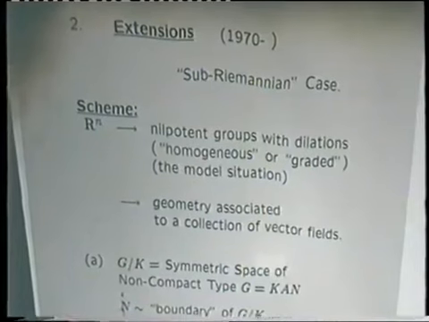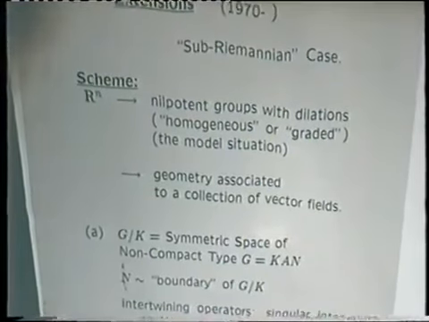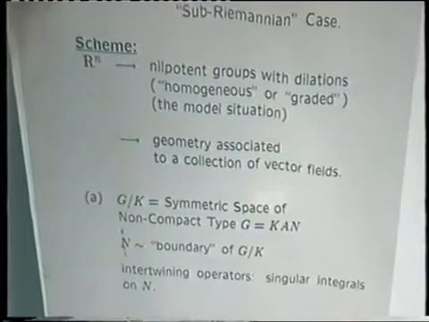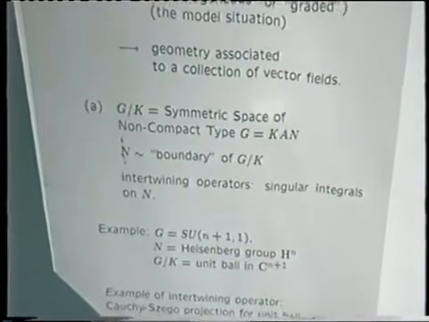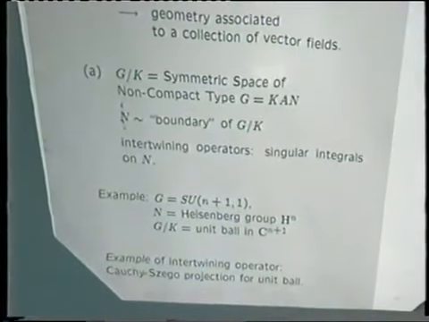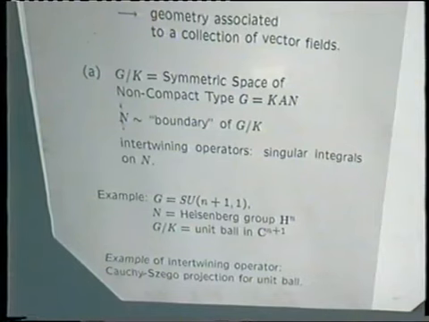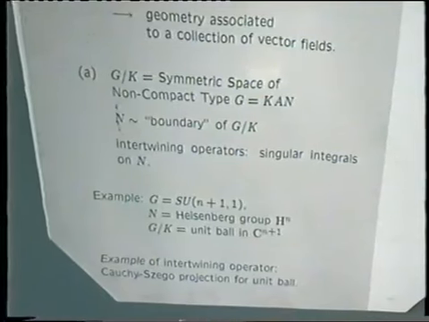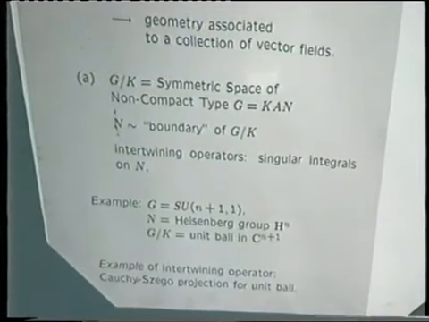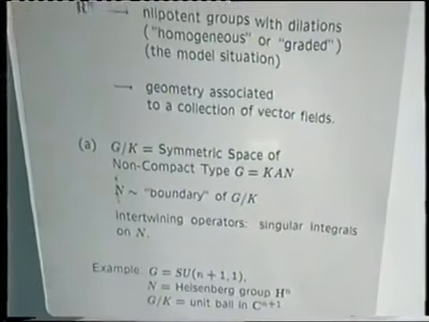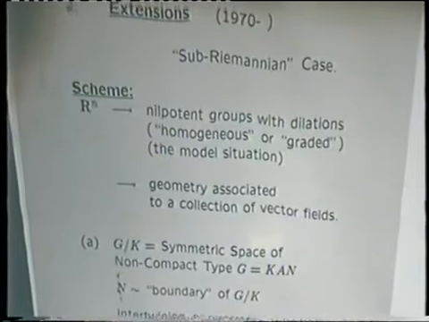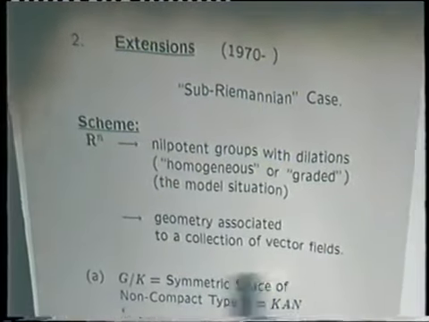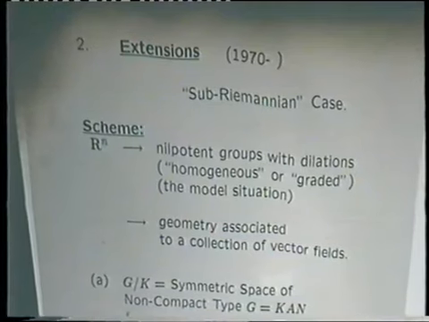That's, you might say, the classical theory that I just mentioned on Euclidean space. And then from R^n, we go to a situation where R^n is replaced by a nilpotent group with dilations. Dilations are a one-parameter family of automorphisms. When these groups were first studied from that point of view, they were called homogeneous or graded. Nowadays, they have another name. I think they're called Carnot groups. Anyway, logically, you go from R^n to this more general situation.